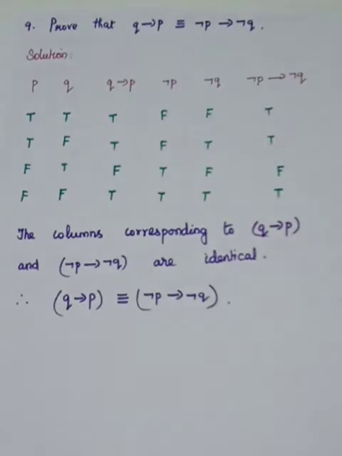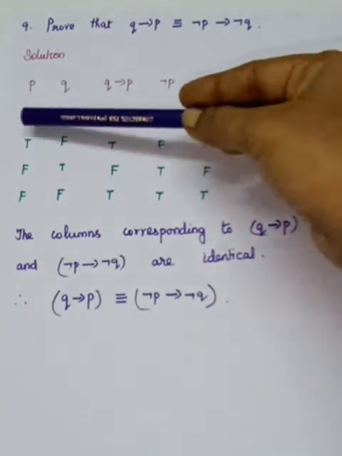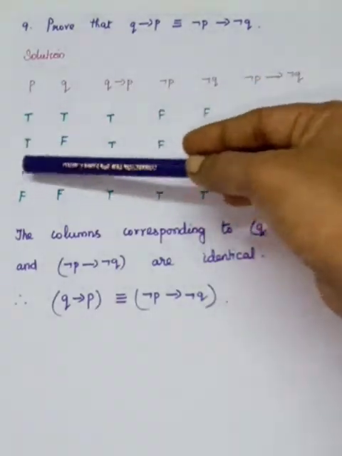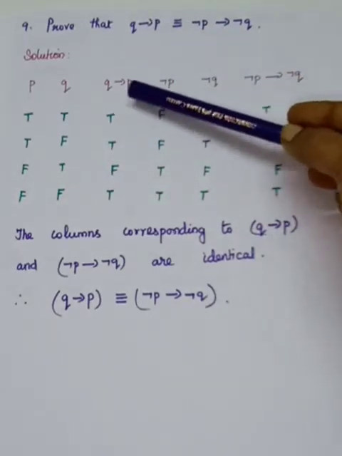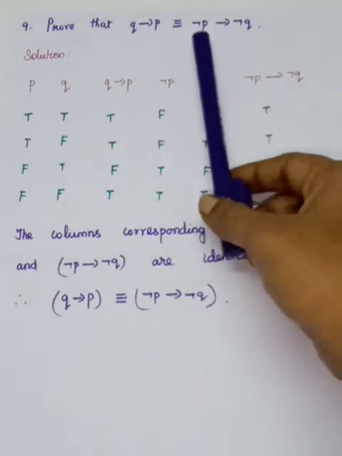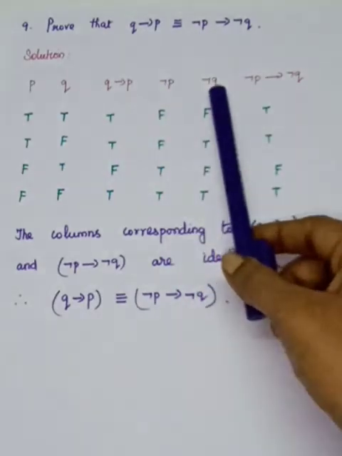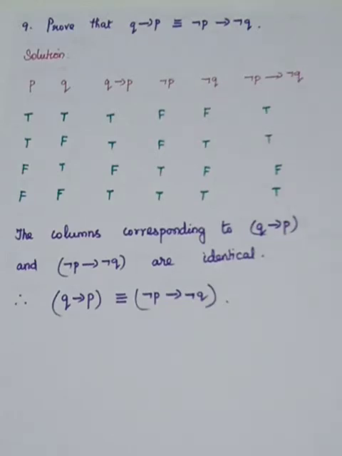So here, how many simple statements are there? P and Q. I have written P and Q, only 2 simple statements. So you have to write 4 rows: true, true, true, false, false, true, false, false. So you have to fill up. First one, what is it? Q implies P. Next, what is needed here? Negation P, negation Q, then negation P implies negation Q. Okay, we'll go for this.